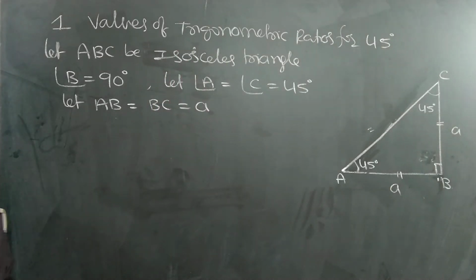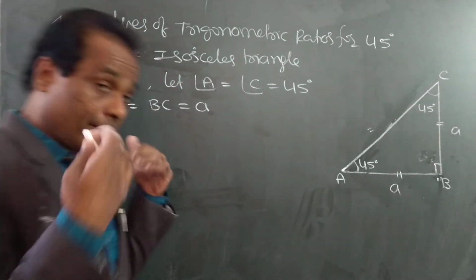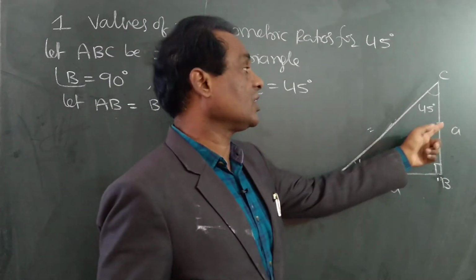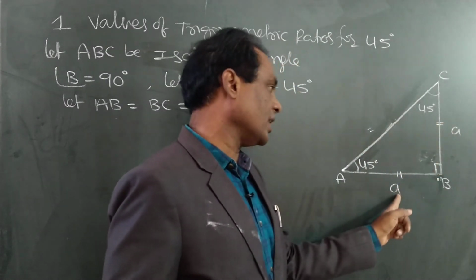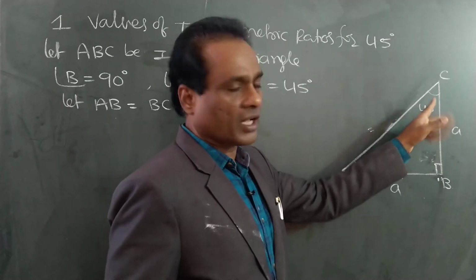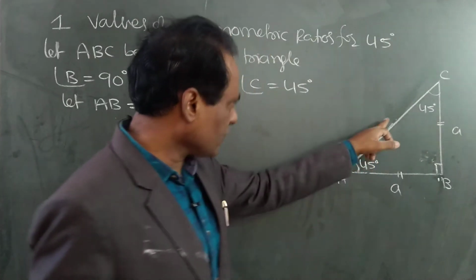Now, this triangle is taken, it should be very clear. I am taking an isosceles triangle, two sides equal. So, if this is A, this will also be A. If this is 45, this will also be 45. This is the hypotenuse that I am finding.